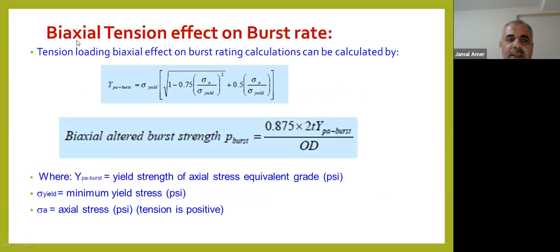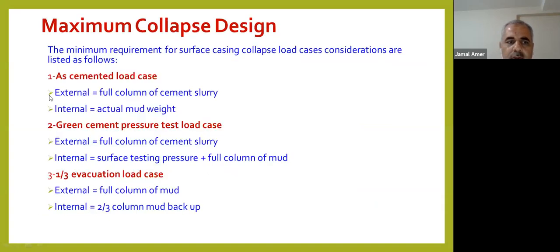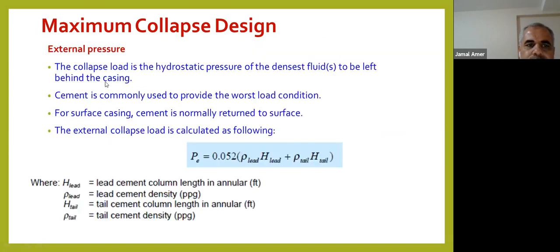What is the effect of biaxial tension on our collapse pressure? This will be calculated by these equations. Maximum collapse load design: in these cases, maximum collapse design will be calculated on three cases. When we have cement load, when we have green cement pressure, and also in the case of evacuated load, how much of the column of fluid we'll consider in our calculation. All this we use in our calculation.